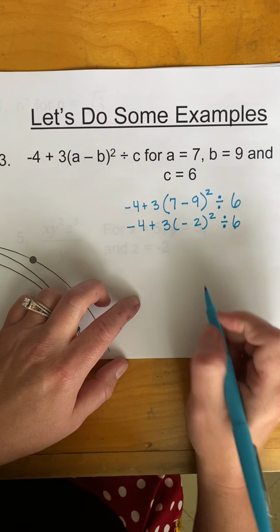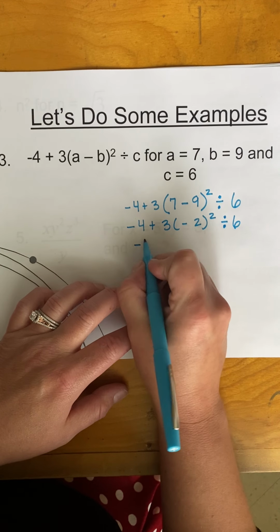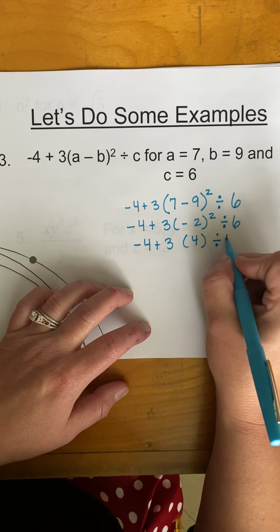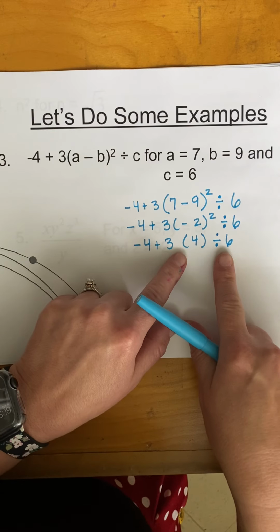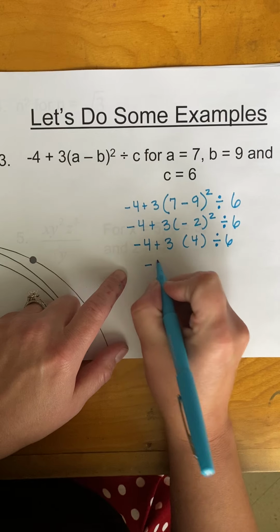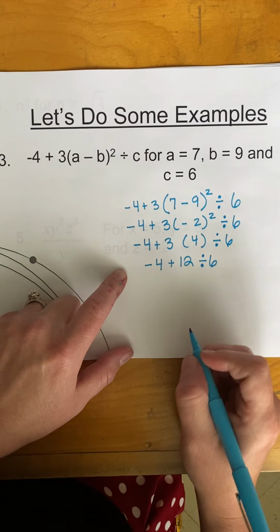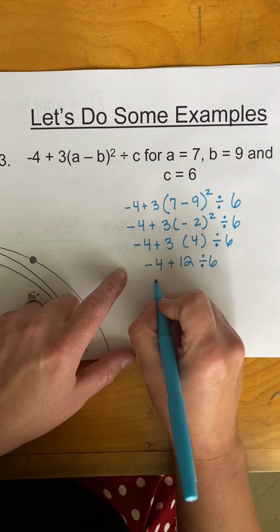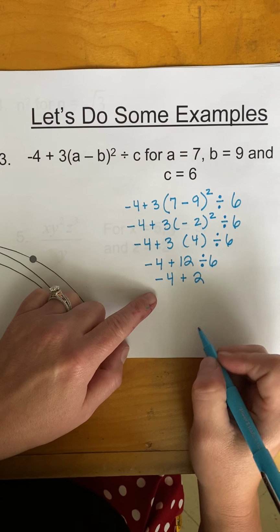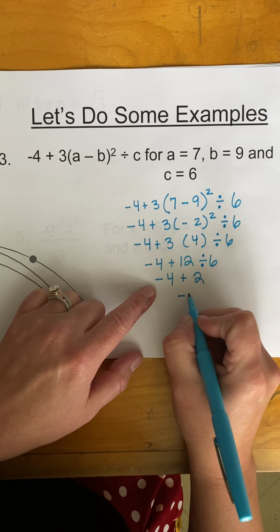All right, next we want to evaluate our exponent. So we have -2 squared, which is -2 times -2, which would be +4. All right, we have multiplication and division, so I'm going to use the left to right rule. The multiplication comes first, so 3 times 4 is 12. Next, we're going to do our division. 12 divided by 6 is 2. And then addition, -4 plus 2. Different signs, you subtract and keep the boss. -4 plus 2 would be -2.